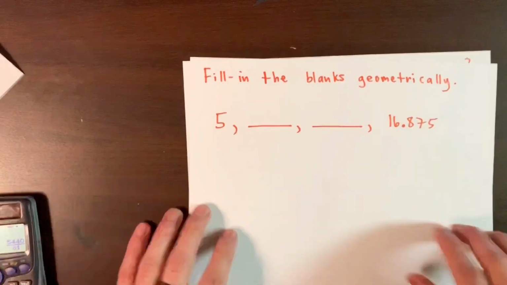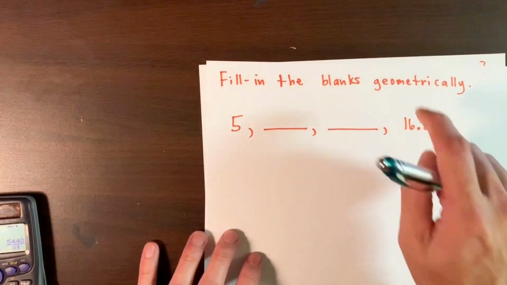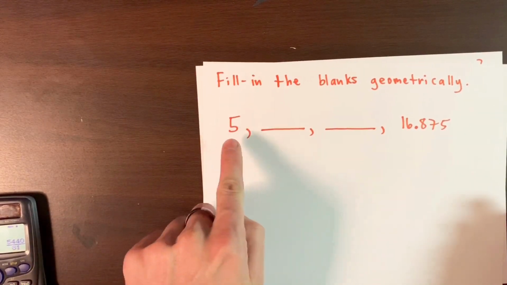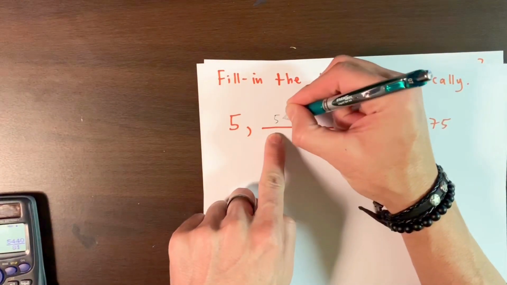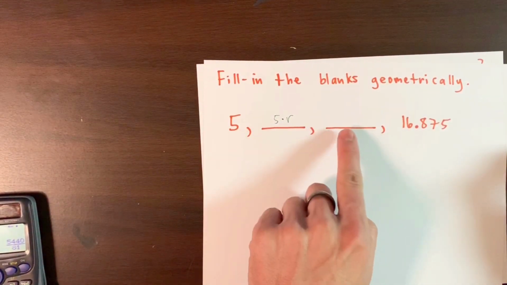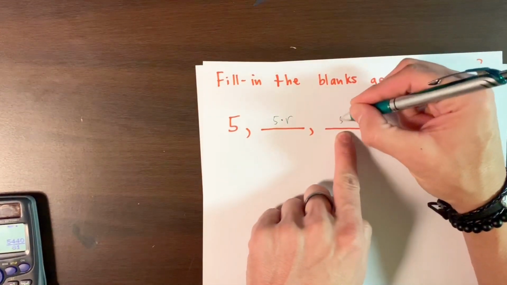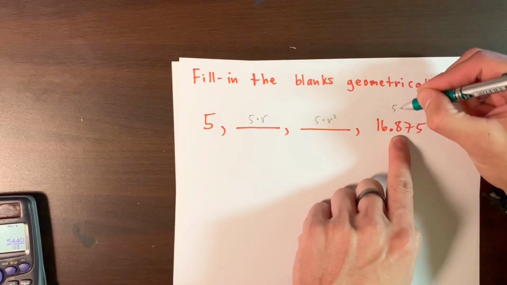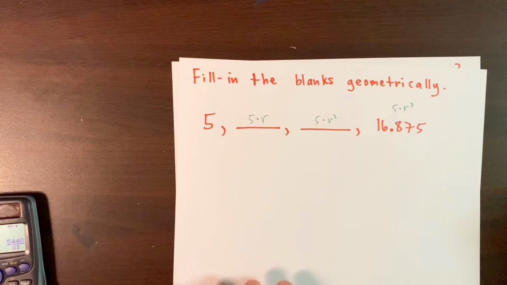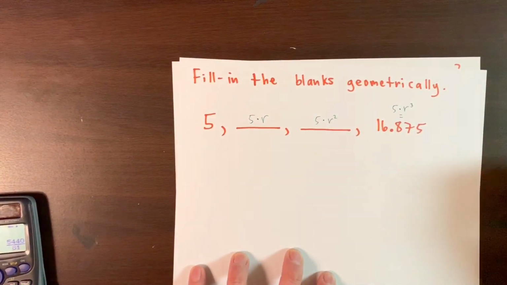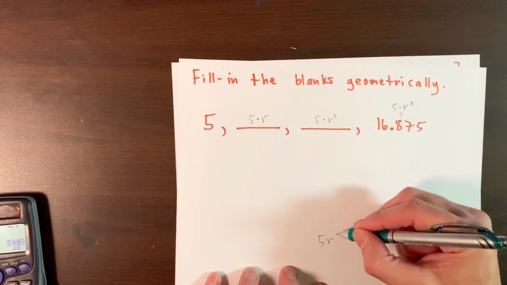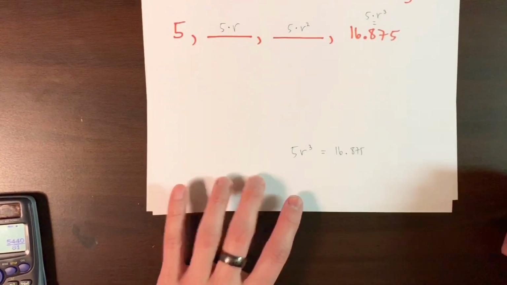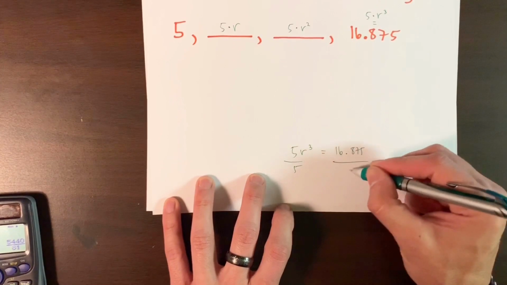A couple more. Fill in the blanks geometrically. Geometric is when you go from here to here by multiplication. So if that's 5, this could be called 5 times r. And this could be called 5 times r, otherwise known as 5r squared. And this could be called 5 times r cubed. And these are set equal to each other. So 5r cubed equals 16.875.